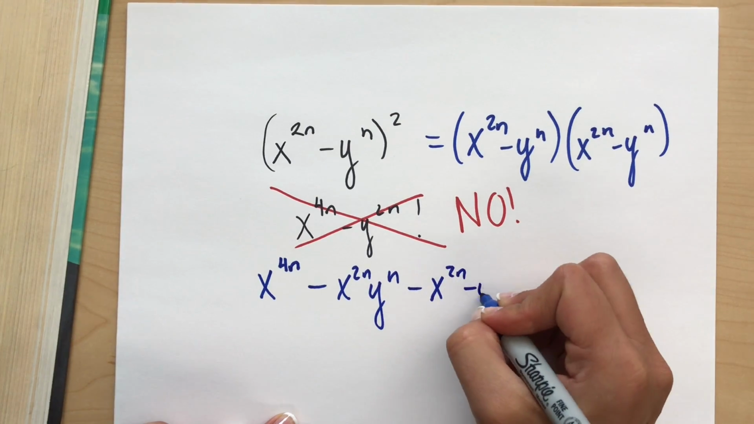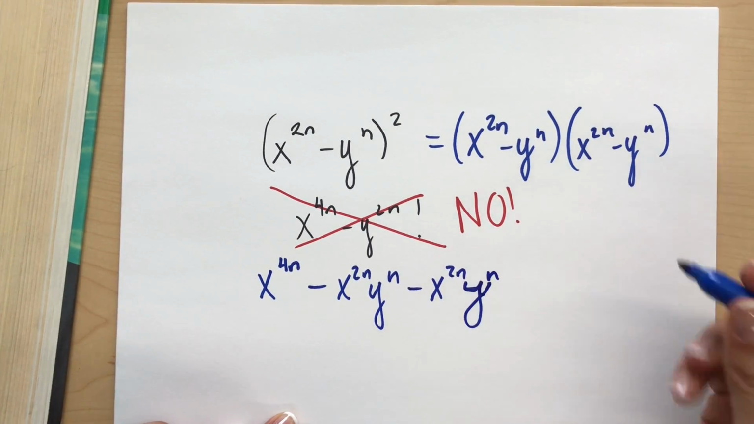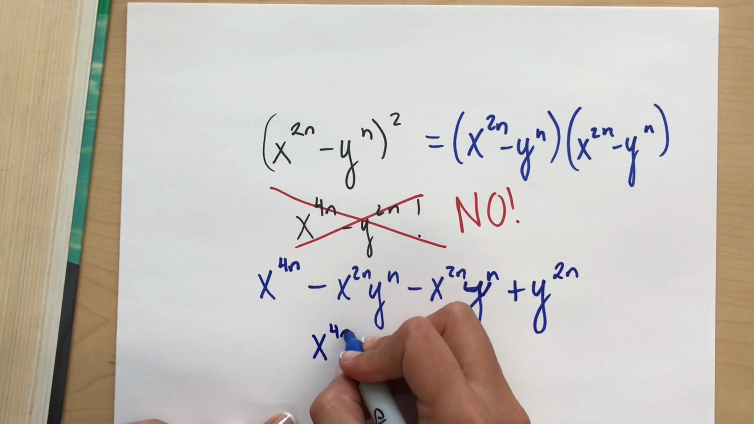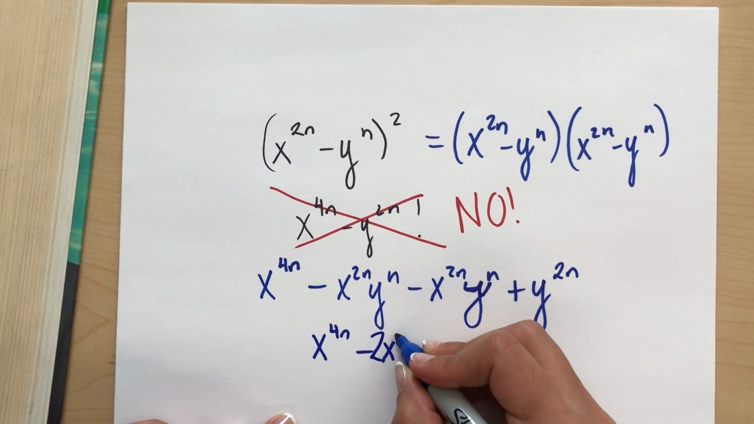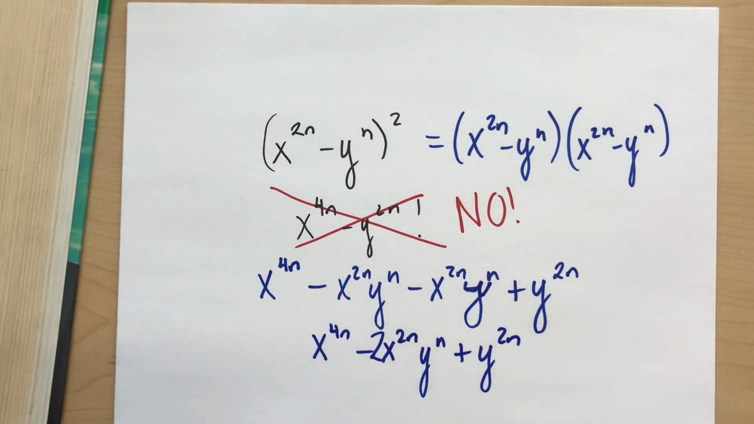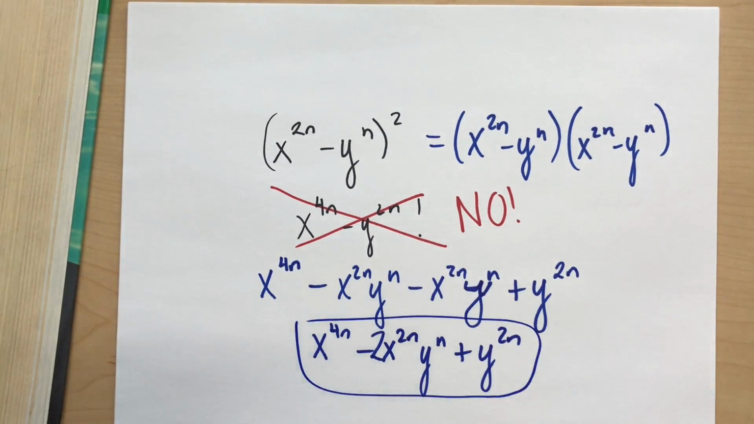We have x to the 4n minus x to the 2n times y to the n, minus x to the 2n times y to the n, plus y to the 2n. I'm just adding the exponents. So n plus n is 2n, and 2n plus 2n is 4n. Then I just combine like terms, and I get this here. Pause the video if you need to do that more slowly.